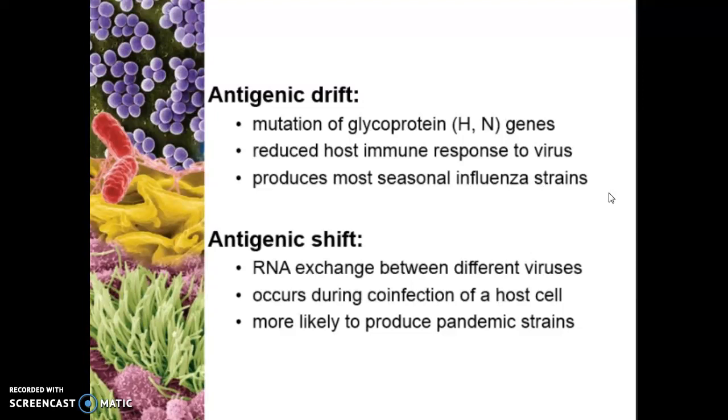With the antigenic shift, this is when there's actual RNA or nucleic acid exchange between two different viruses. What has to happen here is you have co-infection of two different viruses in one host cell. And the antigenic shift is what generally causes most pandemic strains, so the strains of influenza that are problematic across continents.